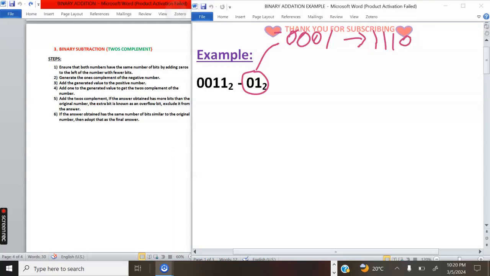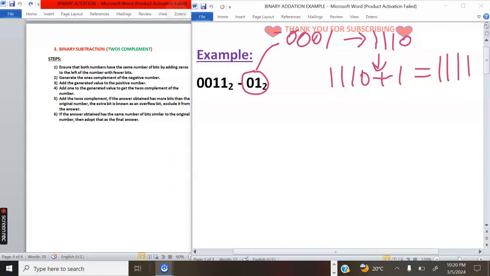Okay, let's move to step number 3. You add the generated value to the positive number. You had 0, 0, 1, 1. So what am I supposed to do? I will have this generated number. I'm still working with this one: 1, 1, 1, 0 plus 1. Remember the rules? Whenever we have a 0 plus 1, it's supposed to give you 1. Therefore, the answer will be 1, 1, 1, 1.